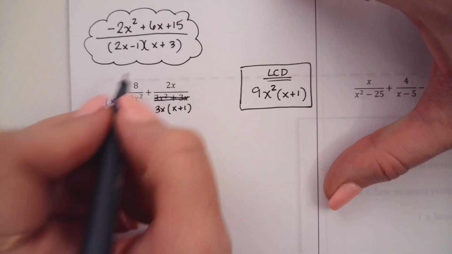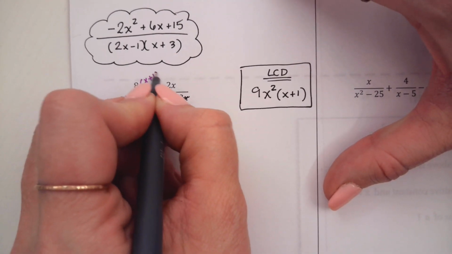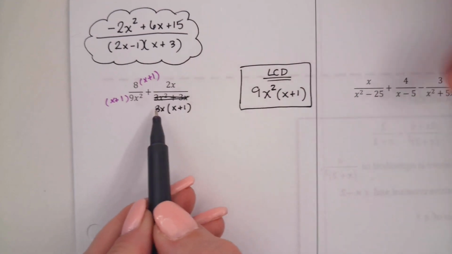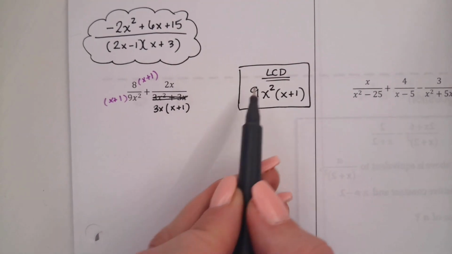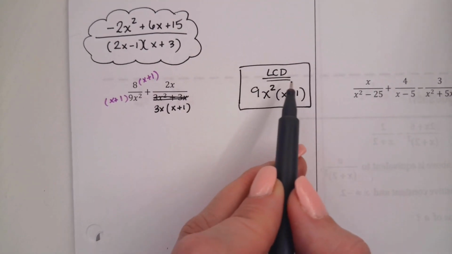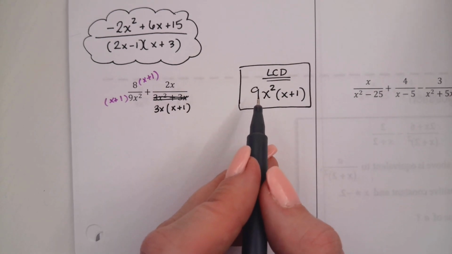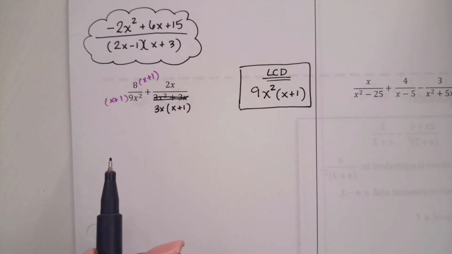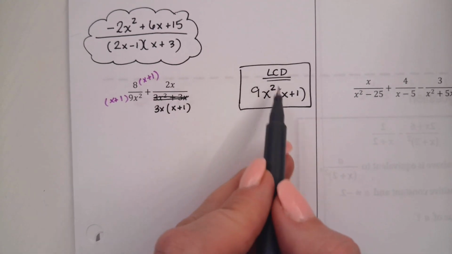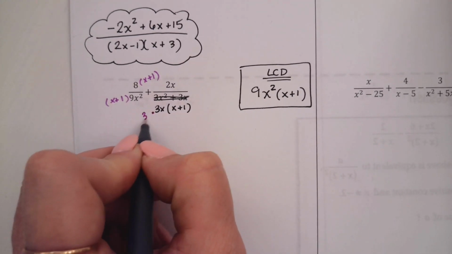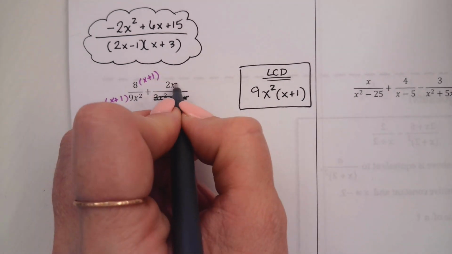Which means the numerator also needs a times x plus 1. Okay, this one is a 3x and x plus 1, so if we're trying to get it to match the least common denominator, what does it still need? It doesn't need a 9x squared. It needs 3x. It has a 3x already, so it would still need another 3x to match that LCD.